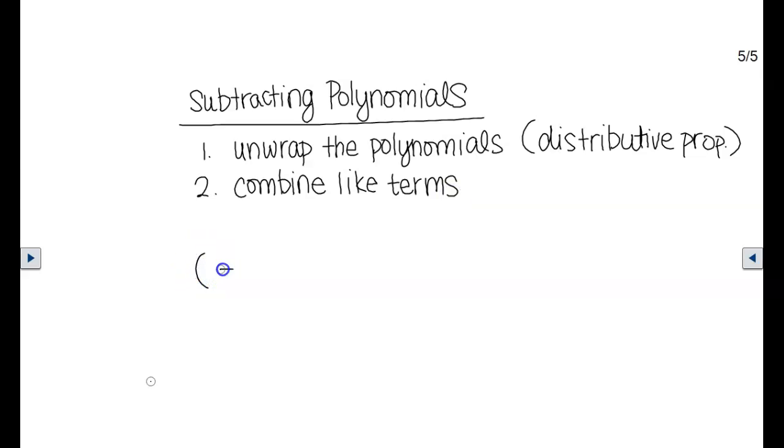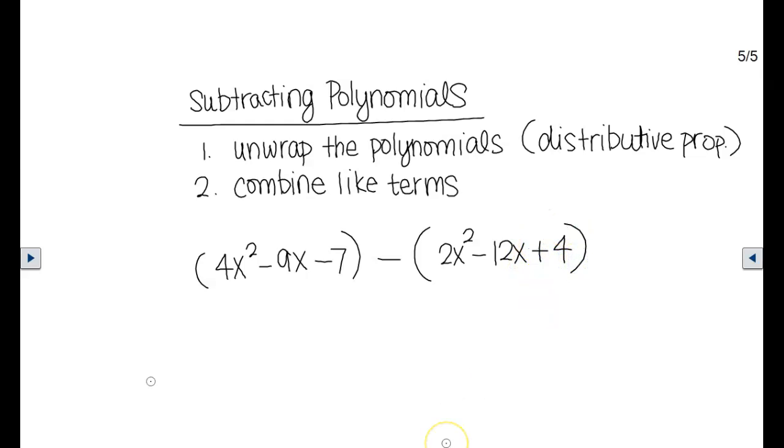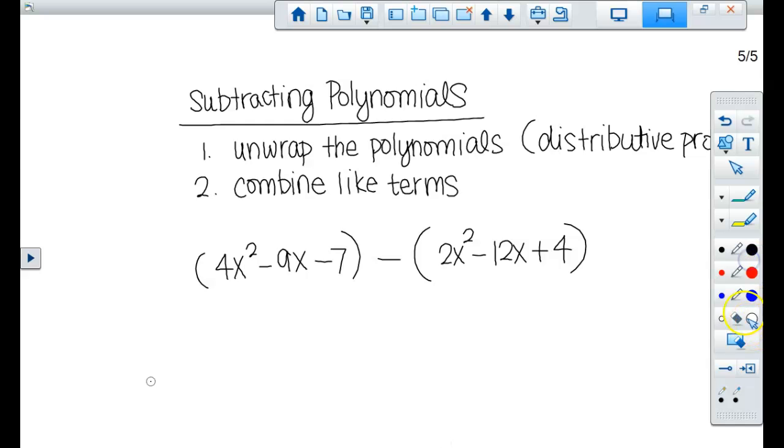So let's do 4x squared minus 9x minus 7, minus 2x squared minus 12x plus 4. So you'll see here your two polynomials are wrapped up in their sets of parentheses, and this time in the middle we see this subtraction sign that lets us know that we need to subtract these two.